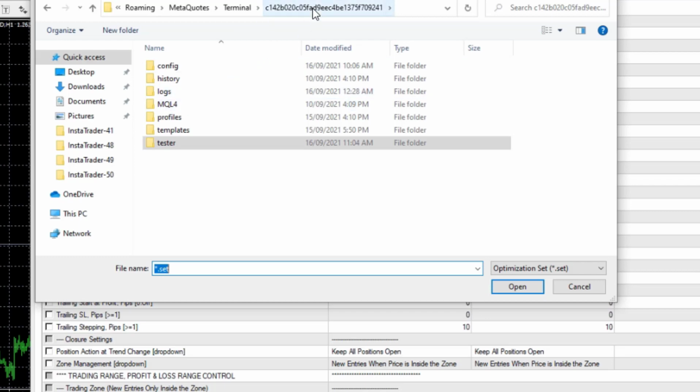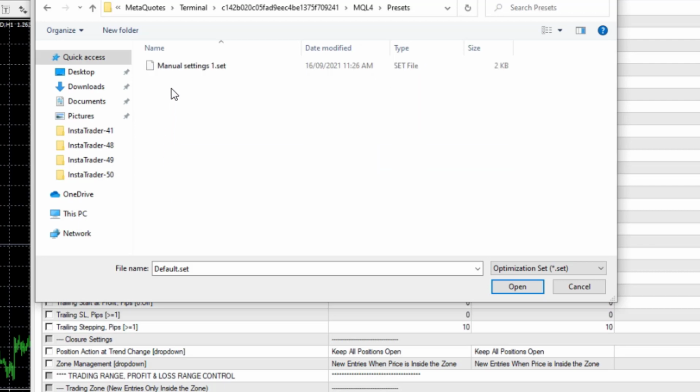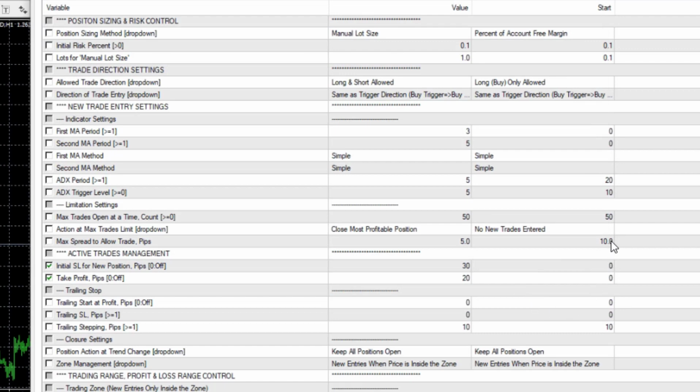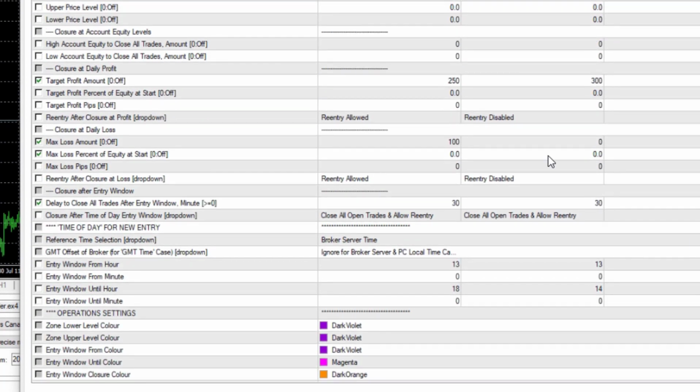So we click on the platform reference, we click on MQL4, and then we click on presets, because those are the presets that we saved earlier. We click on that, and there are our manual settings. So we click on that, and we then say open. And let's have a look. Okay, it has brought through those settings that we had decided earlier. So there's the 1, the 3 and the 5, the 30 and the 20, the 250. So everything has been brought forward into the value column.